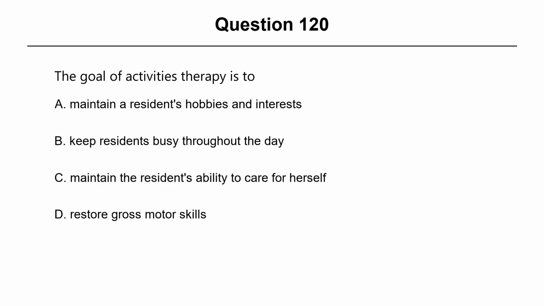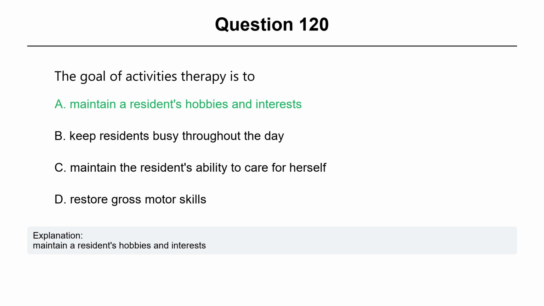Question 120. The goal of activities therapy is to Option A, maintain a resident's hobbies and interests. Option B, keep residents busy throughout the day. Option C, maintain the resident's ability to care for herself. Option D, restore gross motor skills. The correct answer is option A, maintain a resident's hobbies and interests.